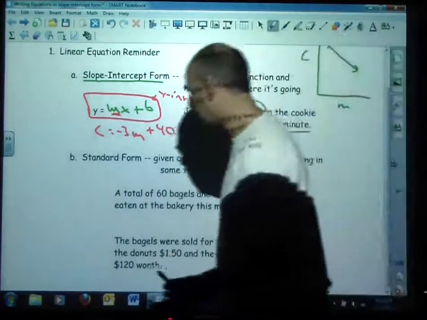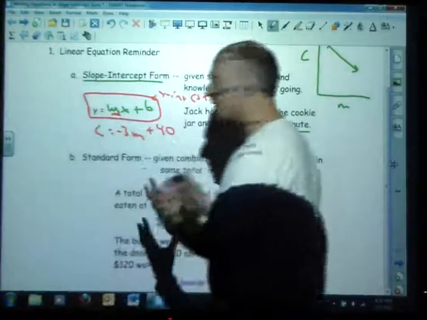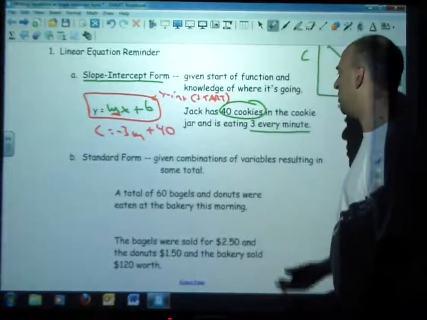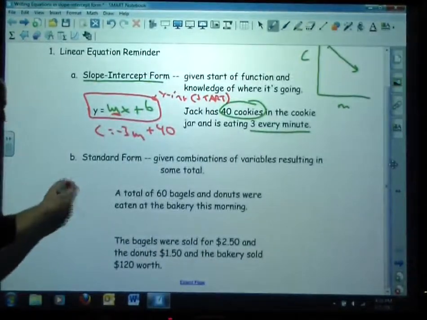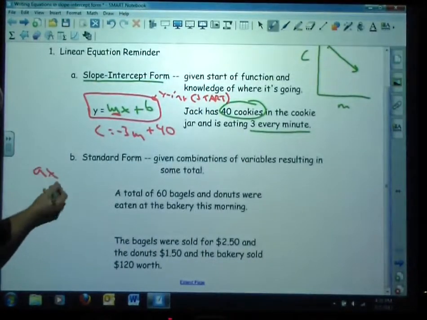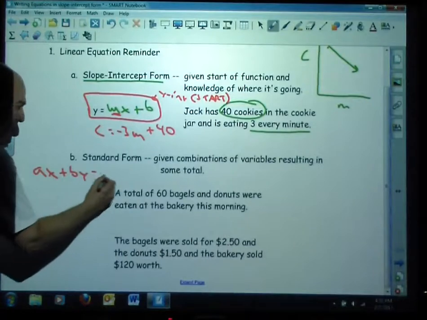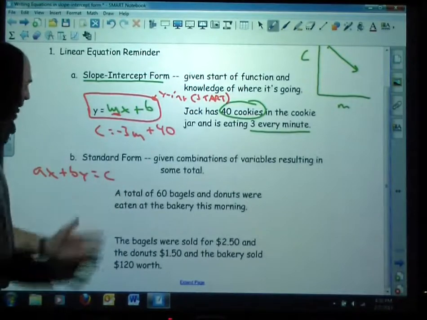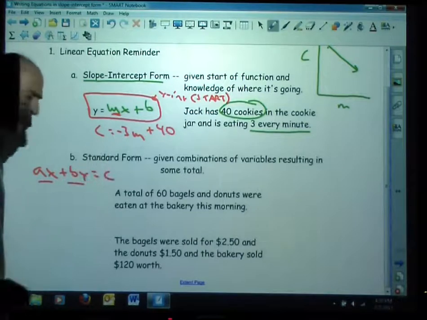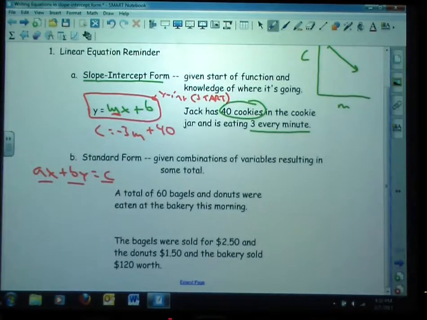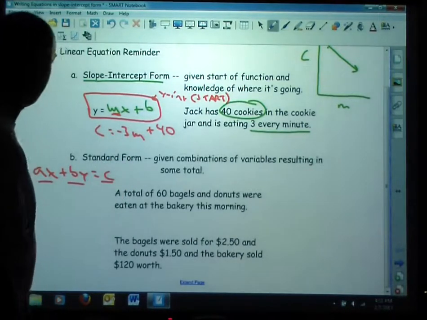Okay? So you see this in math where you're just combining items to make a total and you get this form called standard form. Standard form is, the form is called AX plus BY equals C. Alright, now all that's saying is I'm blending a little bit of one variable with a little bit of another variable to make some total. Okay? So, here's an example.